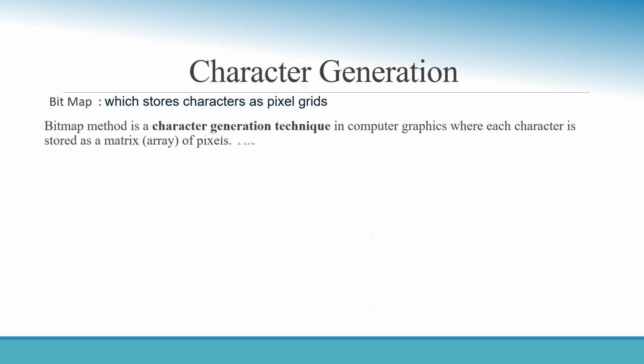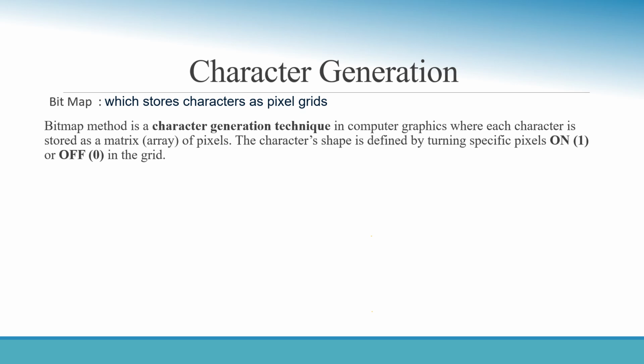The bitmap method is a character generation technique in computer graphics where each character is stored as a matrix or an array of pixels. The character shape is defined by turning specific pixels either on or off. If you take on as 1, a binary number, then you take off as 0, in a grid form. What is a grid form?